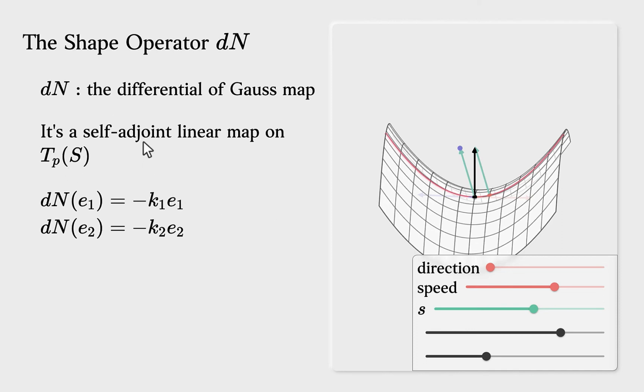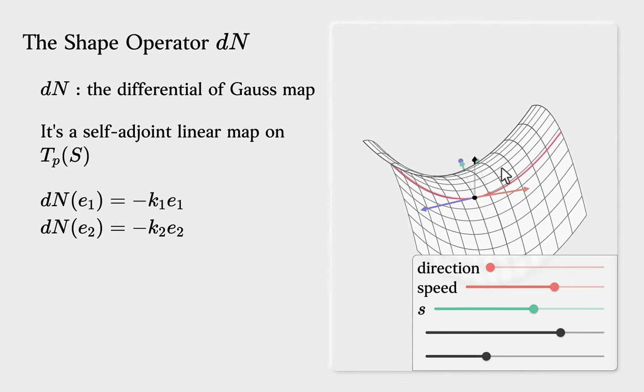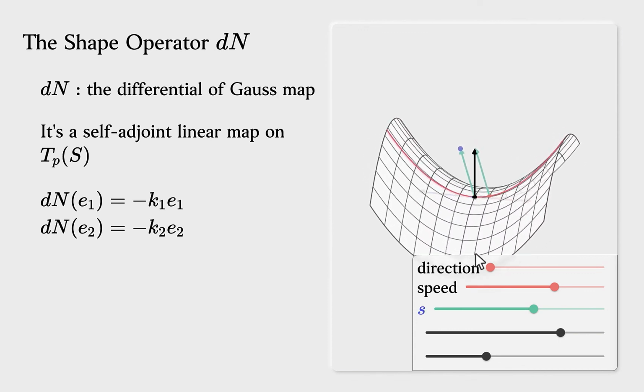And because it's self-adjoint, there exist two eigenvectors and two eigenvalues. Here are two eigenvectors and two eigenvalues. It's minus k1 and minus k2. That means the output is parallel to the input. And these two eigenvectors will be perpendicular to each other. So here, this is an eigenvector here, and we can see in this direction.